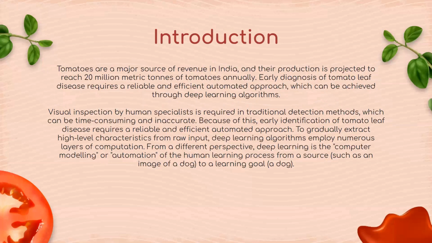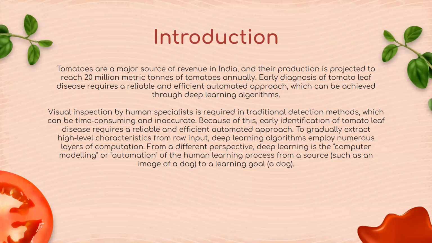And moving on now to the introduction. The production of tomatoes, a significant source of income in India, is anticipated to exceed 20 million metric tons annually. Deep learning algorithms can be used to develop a trustworthy and effective automated method for early diagnosis of tomato leaf disease. Traditional detection techniques, which can be tedious and imprecise, call for visual assessment by human experts.